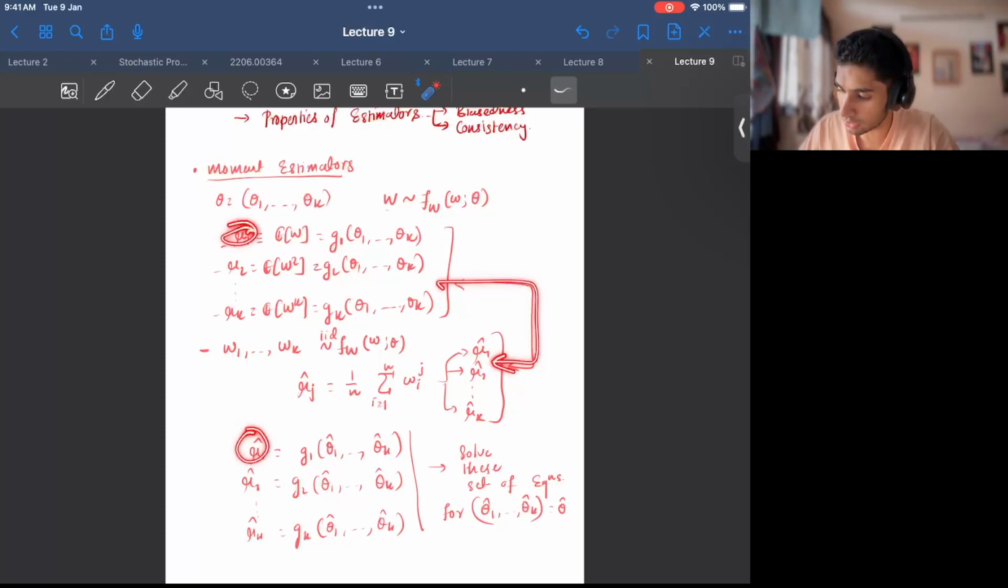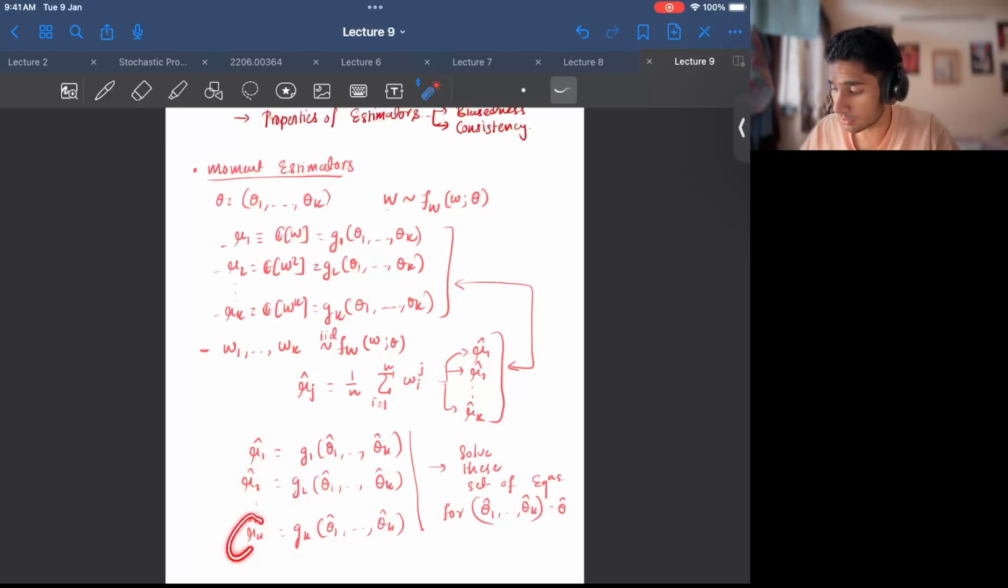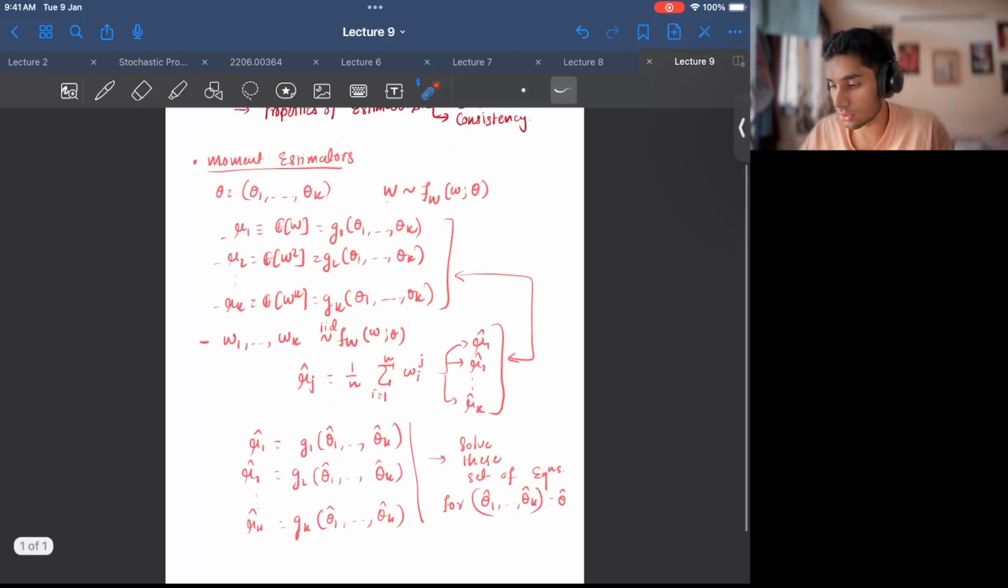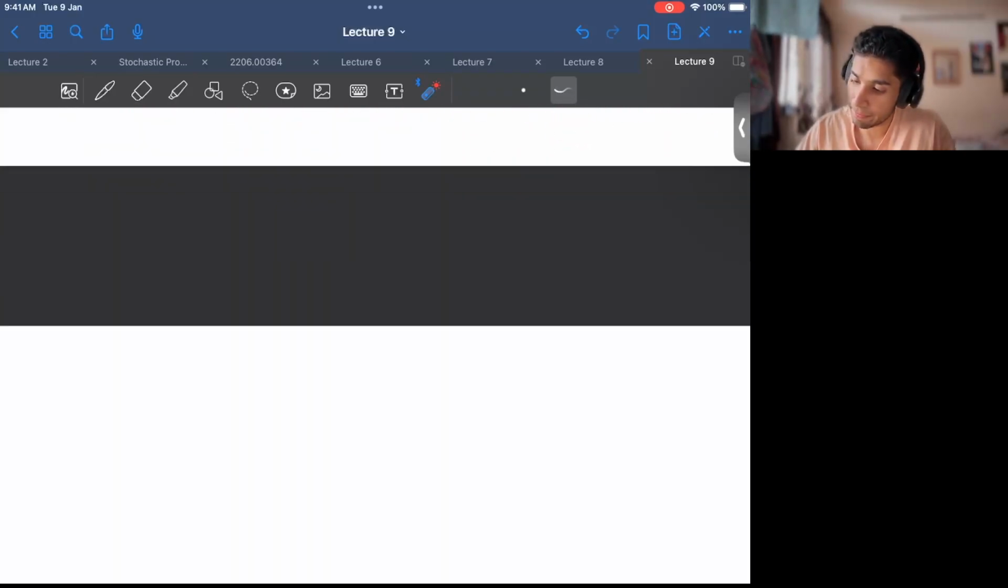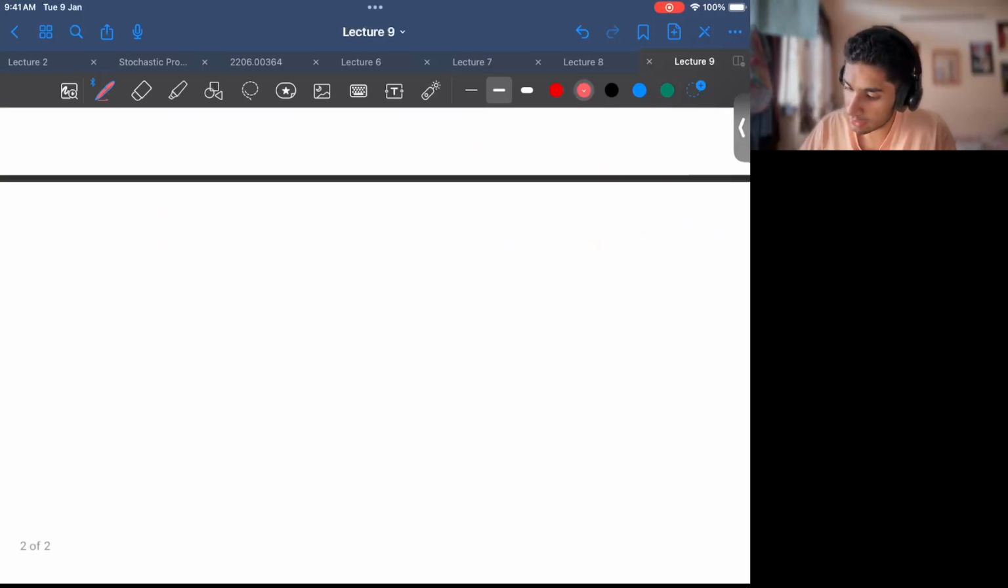And once you are done with that, you just club these two, okay? Substitute mu1 hat for mu1, and mu2 hat for mu2, and so on till mu k hat. And then you simply solve for these variables theta 1 hat to theta k hat, because g1, g2, gk are known, and mu1 hat, mu2 hat till mu k hat are known. You solve for theta 1 hat to theta k hat, and these estimates are eventually what you call your moment estimator. So these are the moment estimators.